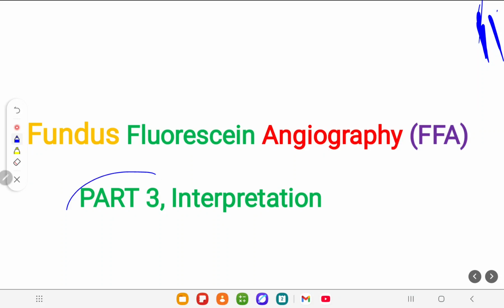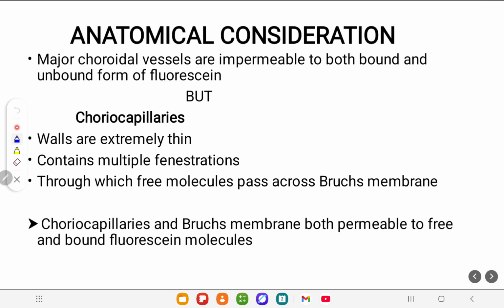Okay, let's start part 3. That's fundus fluorescein angiography, and we will discuss interpretation. Before doing interpretation, let me just go grossly over the anatomical consideration. Basically, we are doing fundus fluorescein angiography, so we have to consider the blood retinal barriers, isn't it? So let me go grossly.